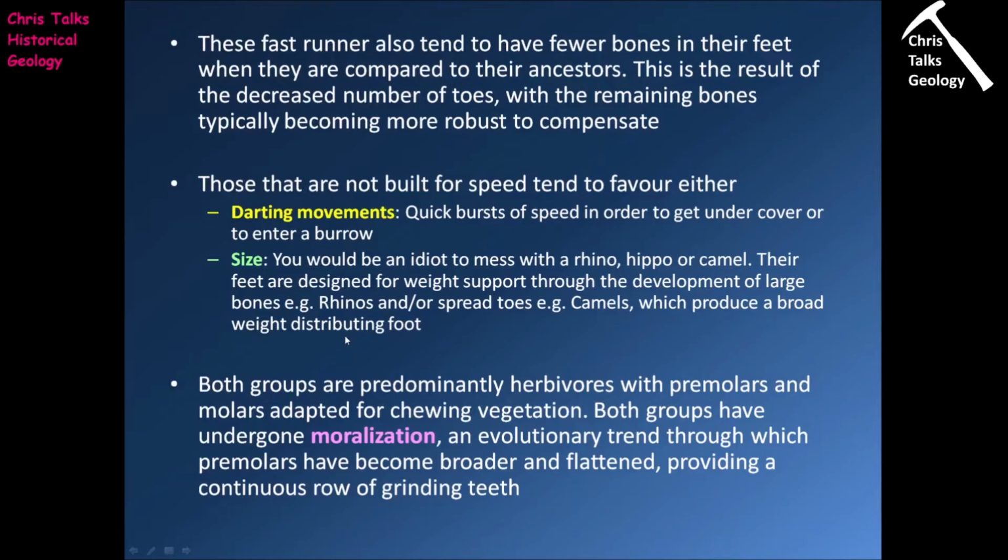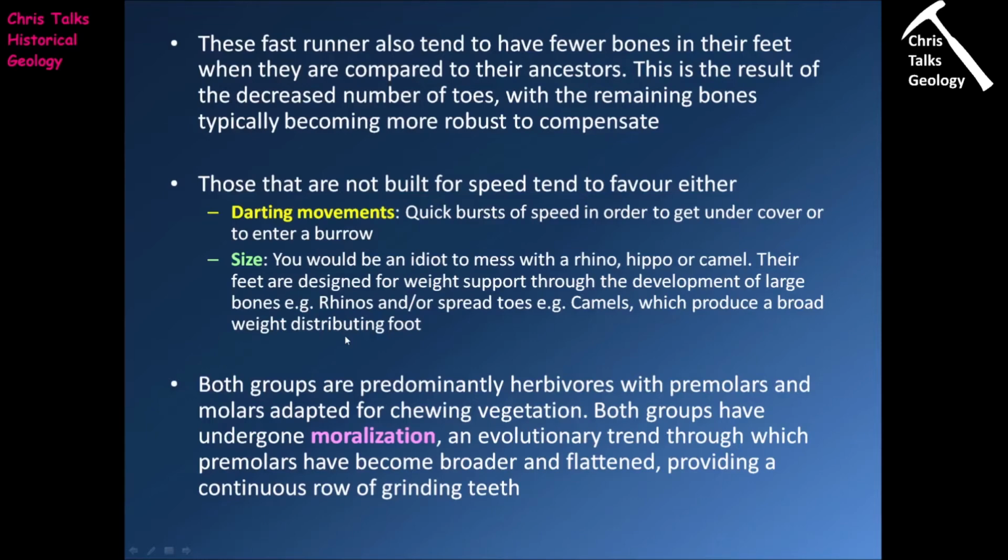Now, those ungulates which are not built for speed tend to favour 2 other possible methods of avoiding predators. The first is the use of darting movement. So this is quick bursts of speed that will allow the animal to get under cover or to enter a burrow. The other possible option is size, and so, when we think of the larger ungulates, so like the rhinos, the hippos and the camels, you would have to be a bit of a fool to attack those animals because they're just so big.